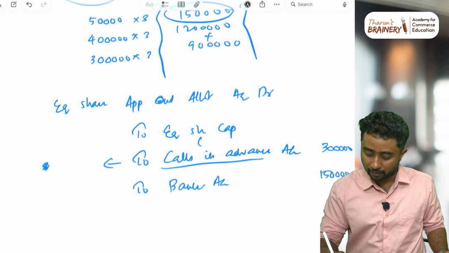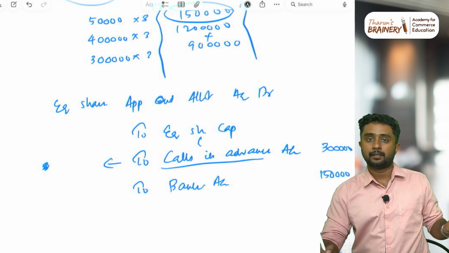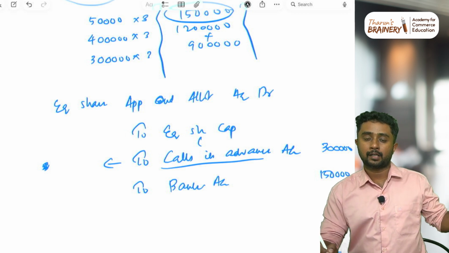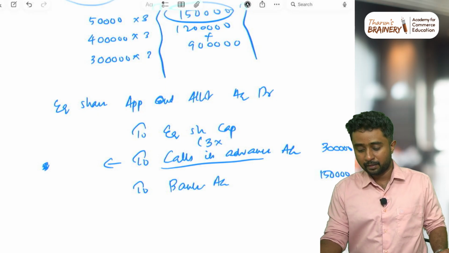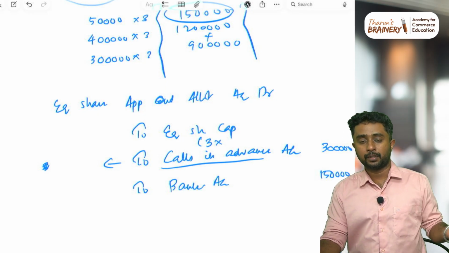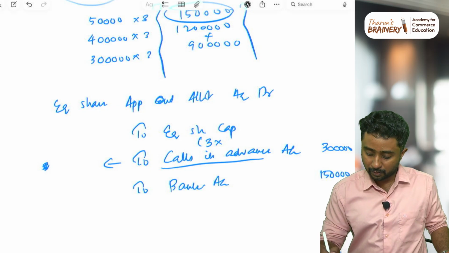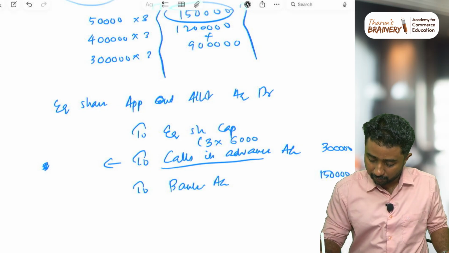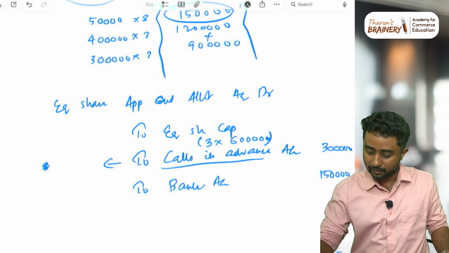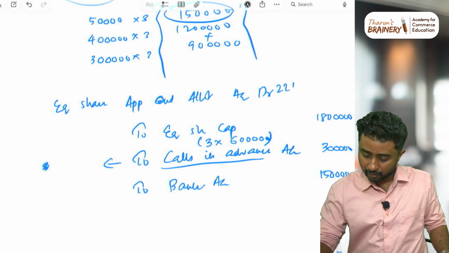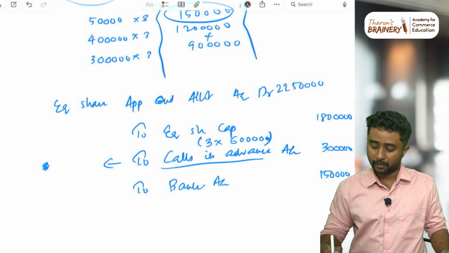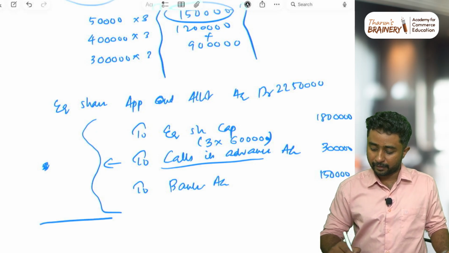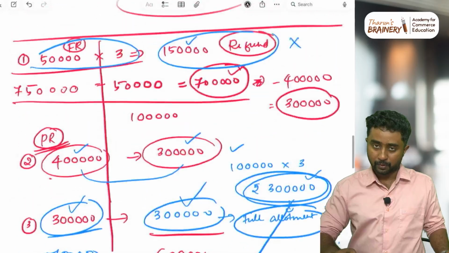Equity share capital, always remember when you are writing equity share capital, only the face value part of the installment should go. Face value part of the installment is how much? 3. 3 is the first installment. 3 rupees completely is face value only. 3 into how many shares do we have? We have only 6 lakh shares, so which will give us 18 lakhs. Totally here 22 lakh 50,000 will be coming. Okay, this is how we have to record the second entry. Up to this, I hope I made it clear.